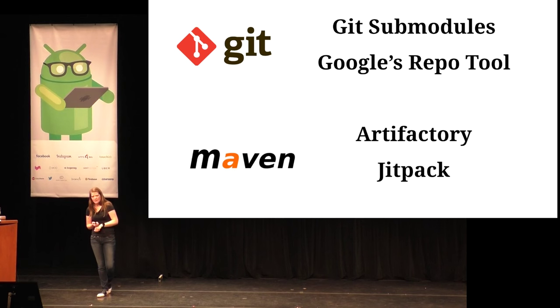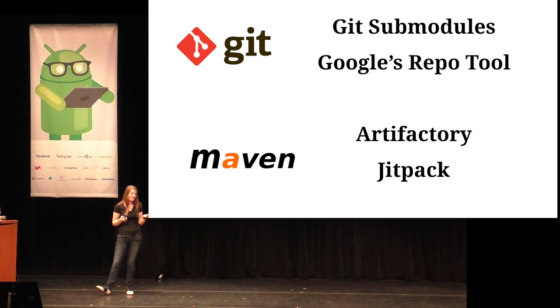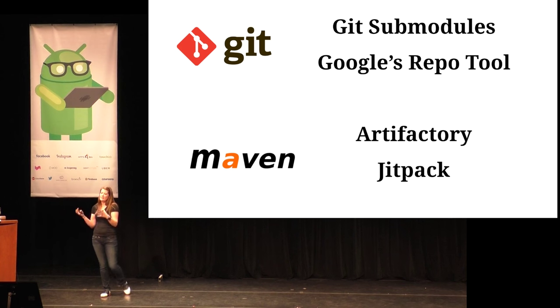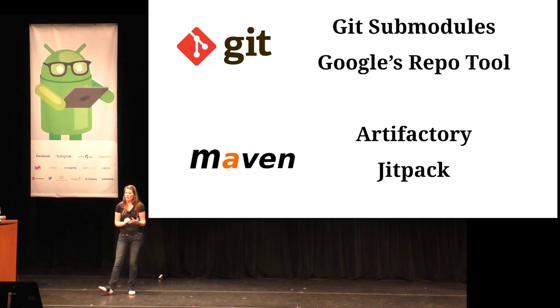So in summary, today we've talked about four different ways that you can manage libraries within your own team if you want a privately hosted solution. We've talked about the Git side of the house, which is Git submodules and Google's repo tool. We've talked about the Maven side of the house, which would cost money if you wanted to use it, Artifactory and Jitpack. I think that I should also mention now that Artifactory and Jitpack have different types of pricing models, so that's also something that you should look into for what makes sense for you.